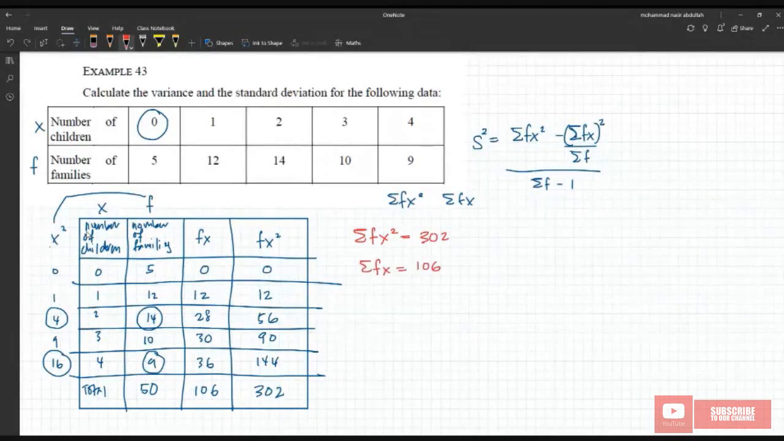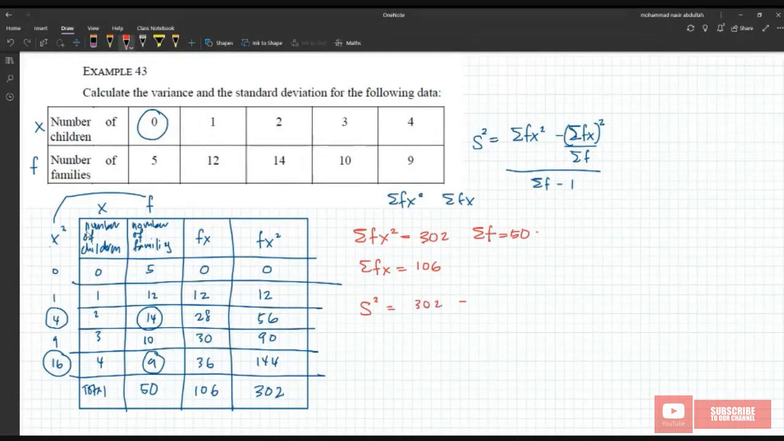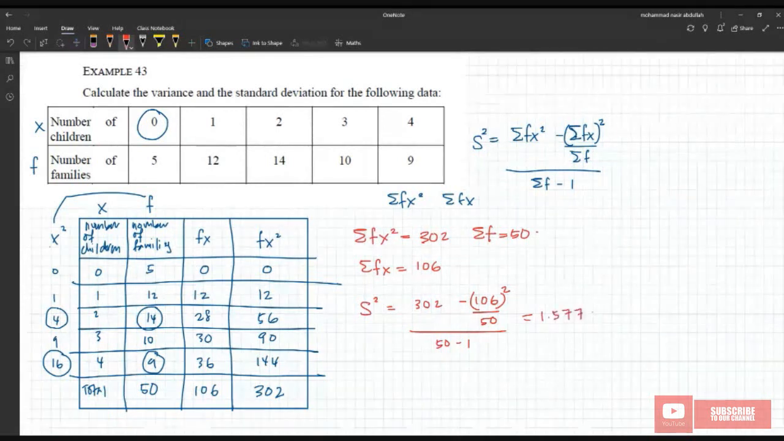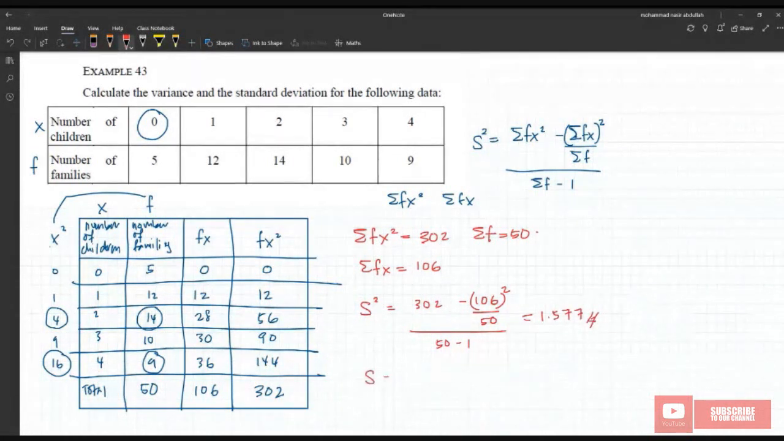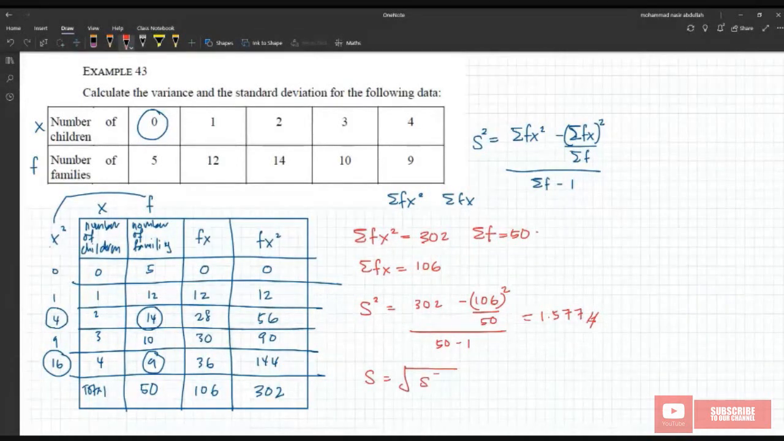The summation of fx is equal to 106, and the summation of f is equal to 50. Now that you have all the values, plug them into the formula. So this is 302 minus 106 squared, divided by 50, and everything divided by 50 minus 1. This is how you calculate the sample variance. This should lead you to 1.577. To find the standard deviation, you need to take the square root of the variance.